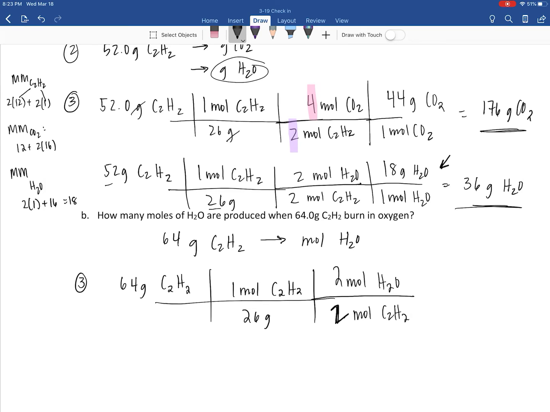So in this problem right here, I had to go to grams, so I needed to go one step further. But this problem right here, I am going to moles. So I only stop after 2 steps. And when I calculate 64 divided by 26, so that is plug and chug, 64 divided by 26, I should get 2.46 moles of H2O. So that's how to do it.